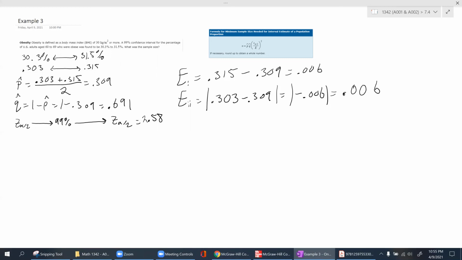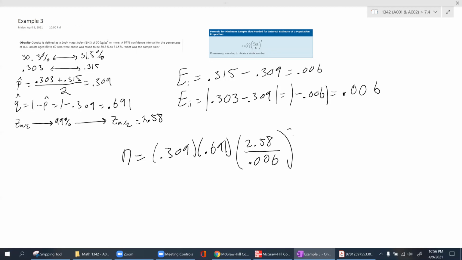So at this point I've got my E, my Z value, my p, and my q. I pretty much have everything that I need. So let's go ahead and find my n value. It's p times q, 0.309 times 0.691, times my z value, 2.58, over the margin of error 0.006, squared. Let's go ahead and plug that in.